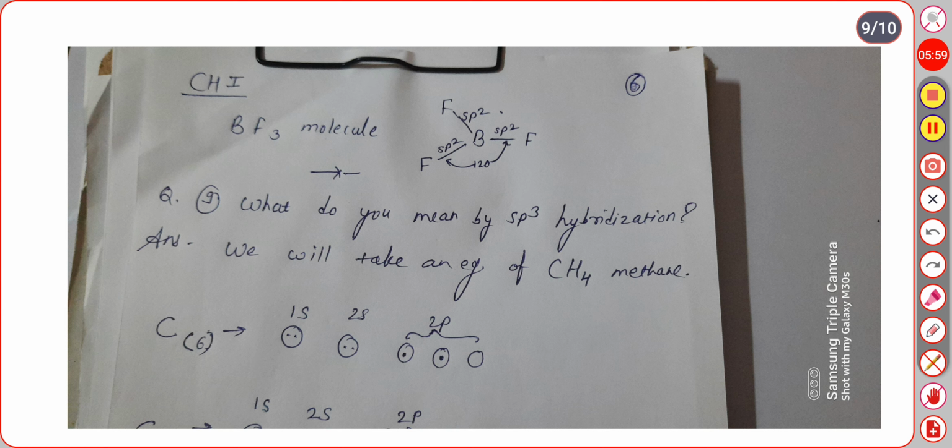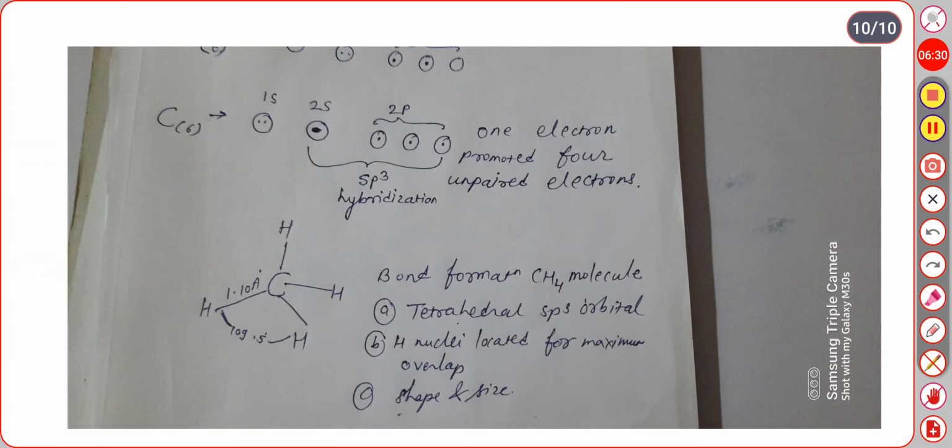We have seen earlier sp and sp2 hybridization. Now we will discuss sp3 hybridization. We will take an example of the CH4 methane molecule. We know that carbon's atomic number is 6: 2 electrons in 1s, 2 electrons in 2s and 2 electrons in the 2p orbitals. Now we will promote 1 electron to the 2p orbitals from 2s.